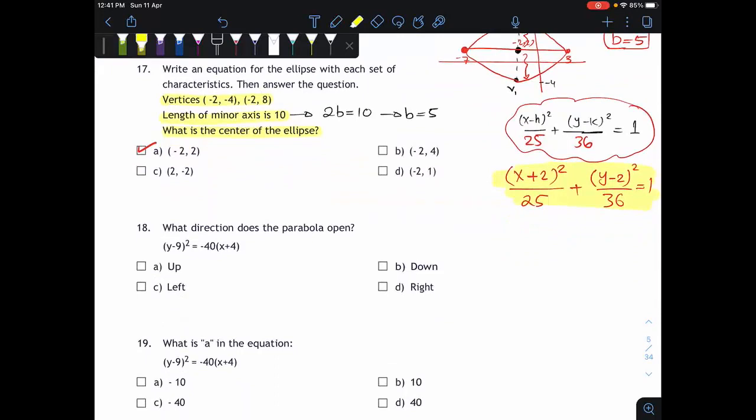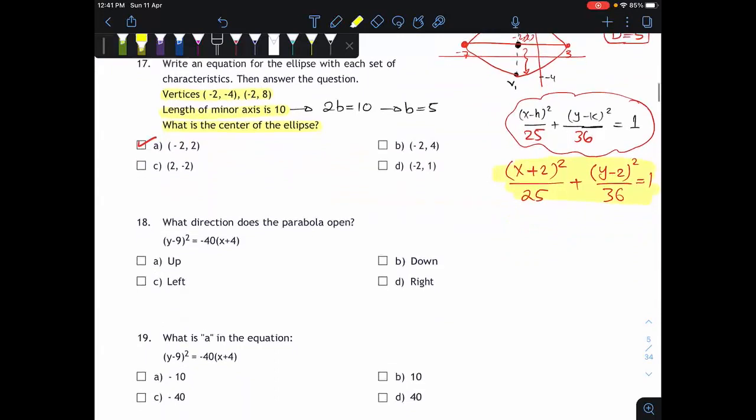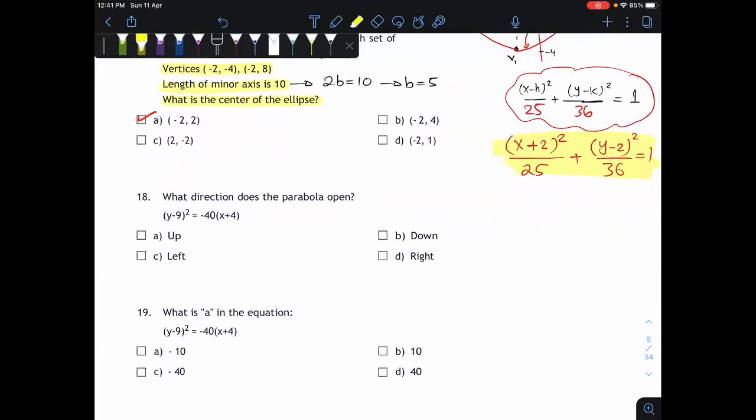What direction does the parabola open here? (y minus 9) all squared equals -40 times (x plus 4). So up or down, right or left?